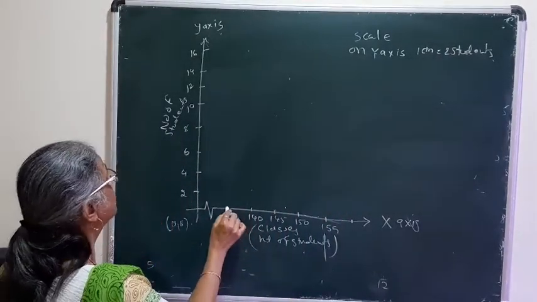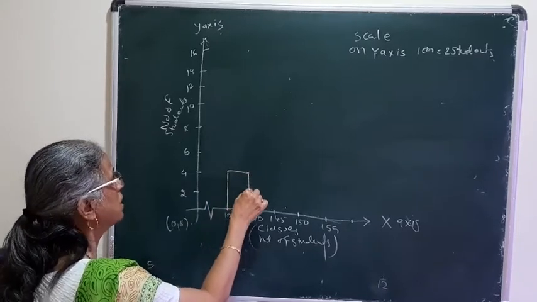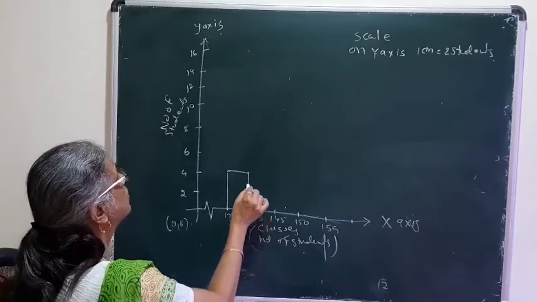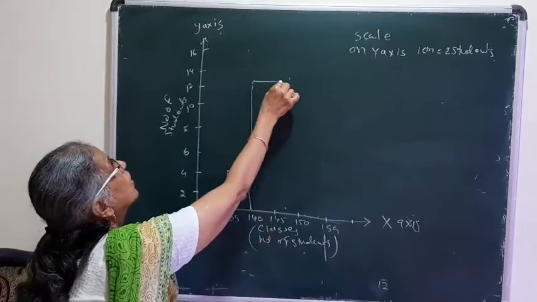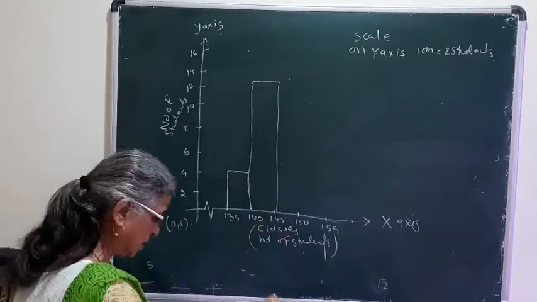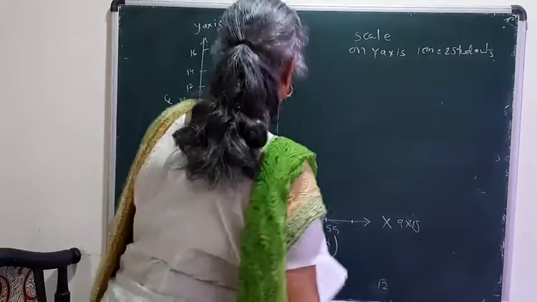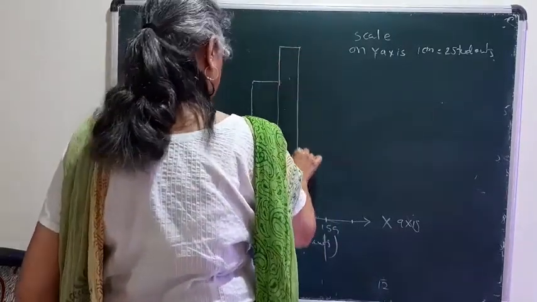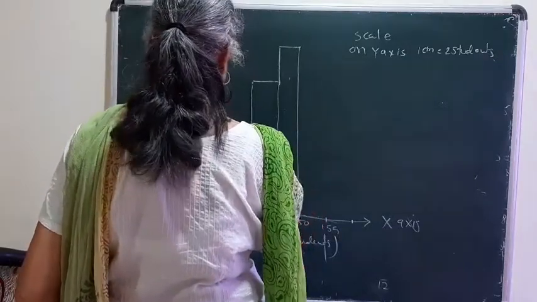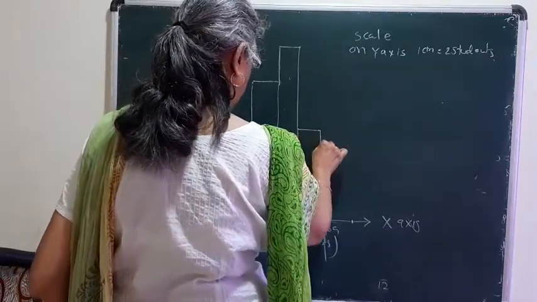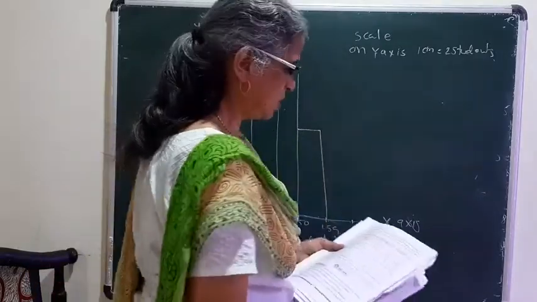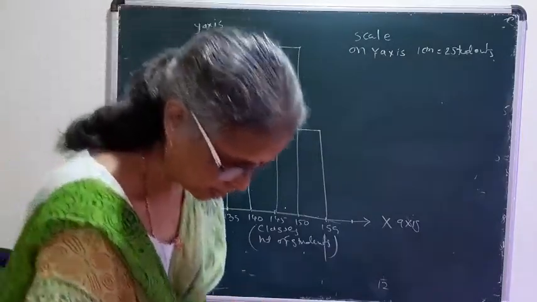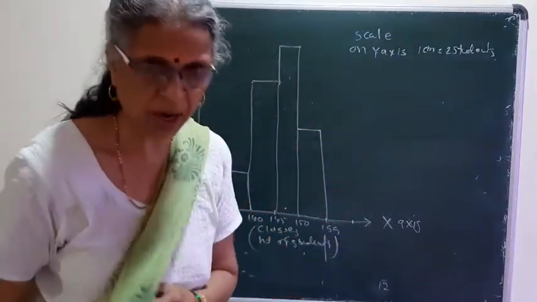Now it is very easy. 135 to 140, you have to make a rectangle like this with a scale and pencil. Then 140 to 145 it is 12. Then it is 16 and then 8. So this is your histogram of the first sum. I will show you the next afterwards. So you complete this in your graph book compulsorily.